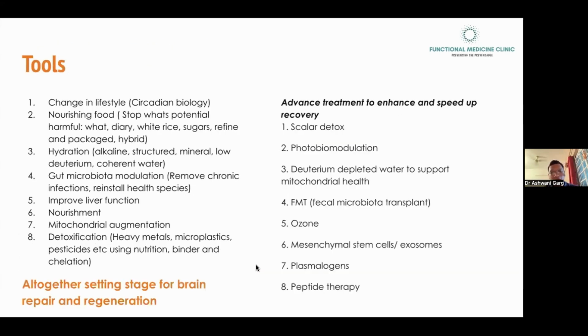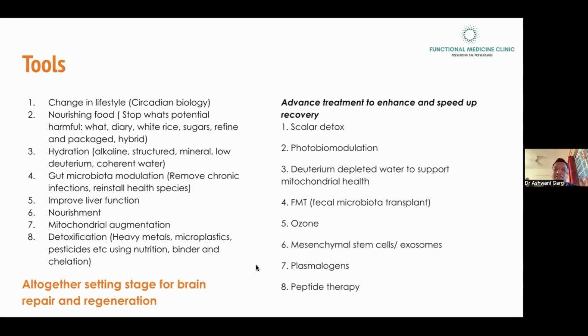Now, when we know these are the problems, and so much is happening in the body, it's a lot of work we have to do to resolve the problem. Luckily, we have so many tools. It's not that we don't know what to do about it. We just have to put all the things together. Every stage of repair will need different tools, right? We start with the basics.